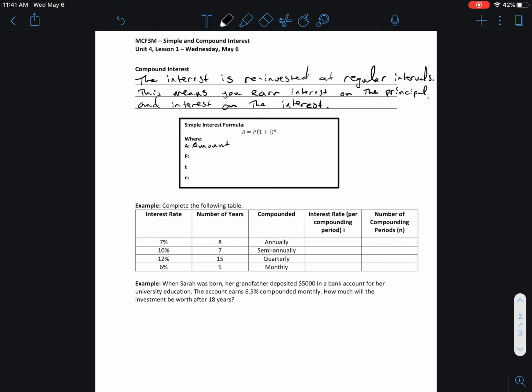So we'll label the variables. So this is going to be the amount at the end of the investment. Okay. The P is still going to be the present value, okay? So that's the difference, it's not the principal this time, it's the present value. So it's what it's worth after every compounding period, okay?